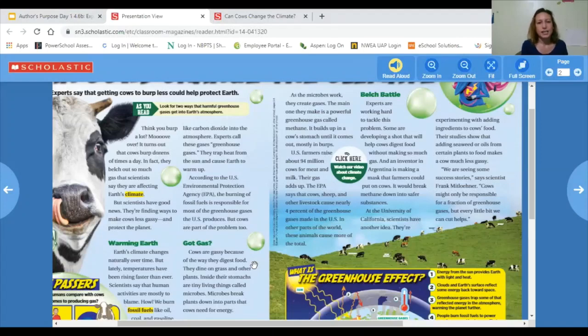So I would say, I'm looking around, I see facts. I see U.S. farmers raise about 94 million cows for meat and milk. It says that cows, sheep, and other livestock cause nearly 4% of the greenhouse gases made in the U.S. I didn't know most of this information in the article. I am learning something. I am seeing a lot of facts. So I would say that our purpose is to inform. This article is telling me about an important topic that affects our environment.